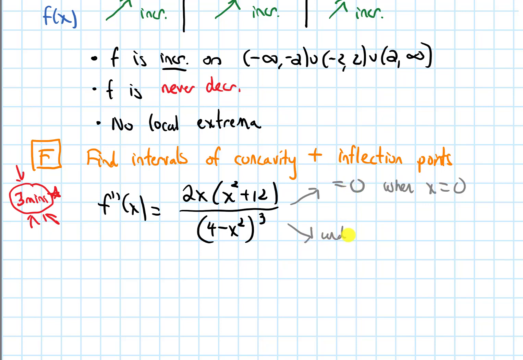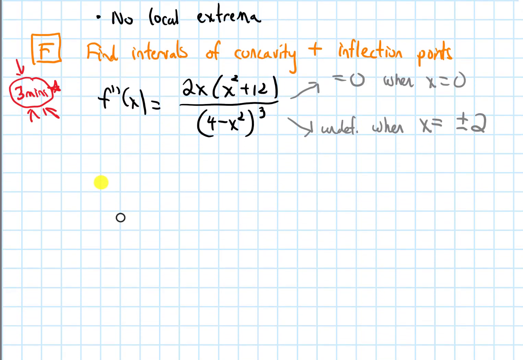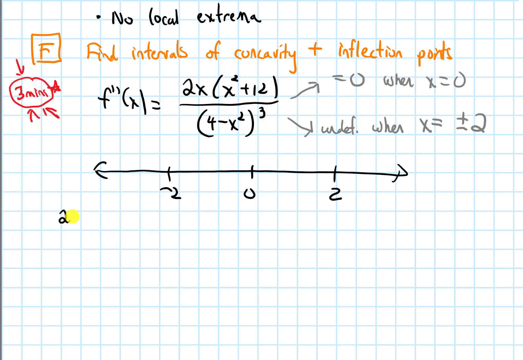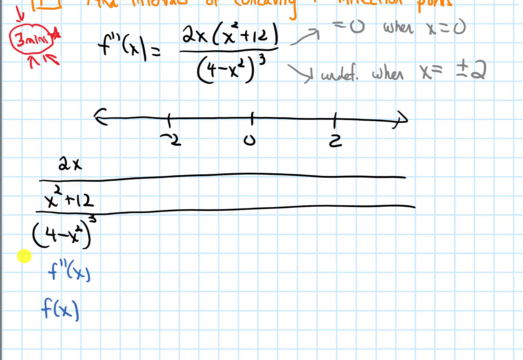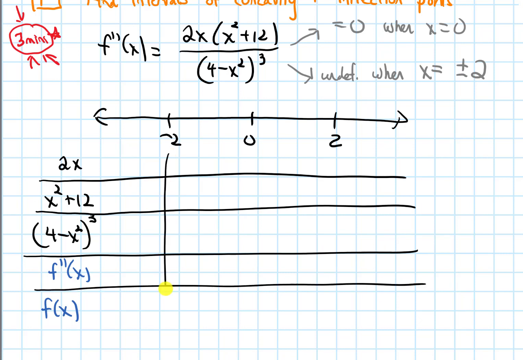When is it undefined? It's undefined when the bottom is 0, and that happens when x is plus or minus 2, just like before. So okay, I make my number line and I plot these values on it. So I'll have negative 2, I'll have 0 as well now, and I'll have positive 2. And then I'm going to make a row for the factors that I see. So I'll do 2x, x squared plus 12, and then 4 minus x squared, let's just put that whole thing being cubed. And then I can form my second derivative, and then I'll write down what that tells me about f of x. Okay, I'll separate out rows. And now let's separate out columns.